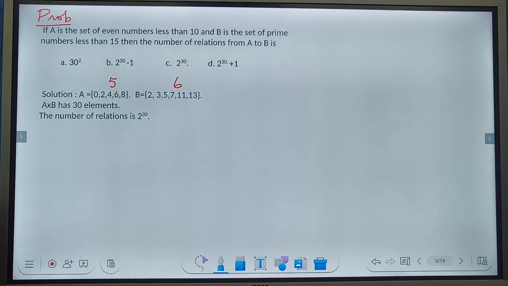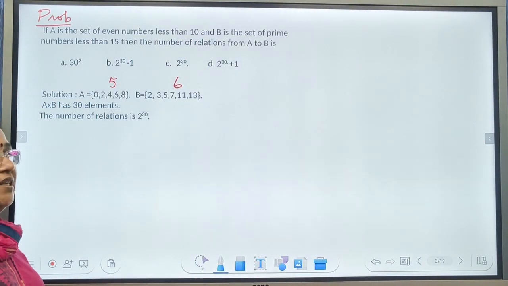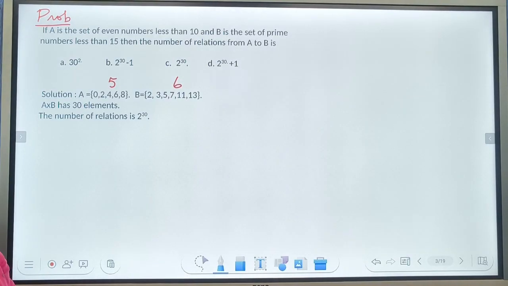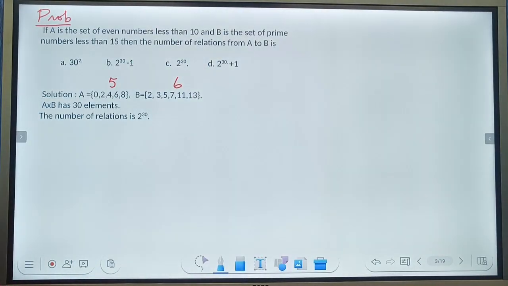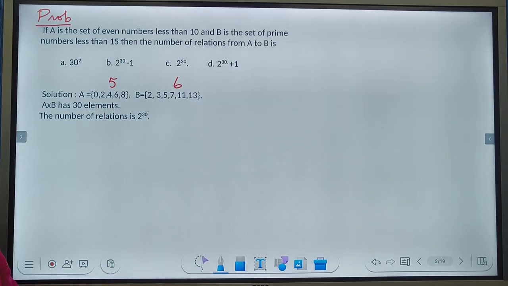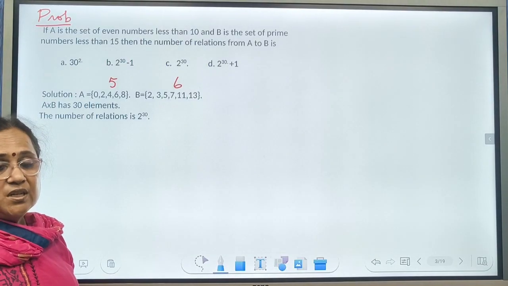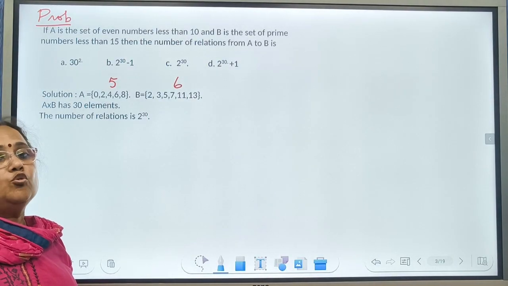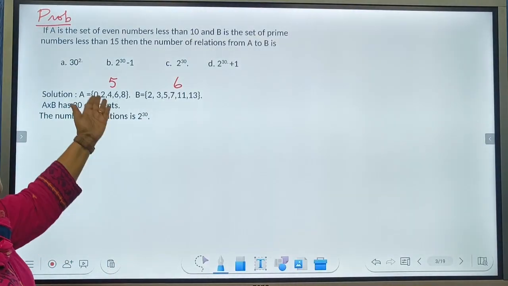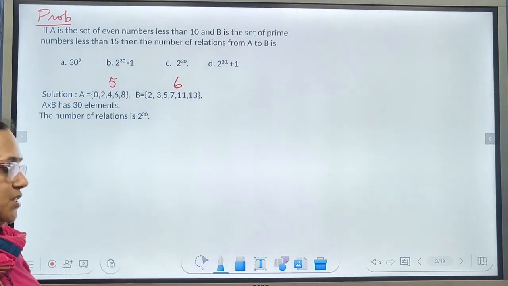So is it clear how to find the number of relations from one set to another? Find the Cartesian product. Look at the number of elements in the Cartesian product. If A has m and B has n elements, the Cartesian product has m into n, and the total number of relations is the total number of subsets, which is 2 power mn, for example, in this case, 5 into 6, 2 power 30.